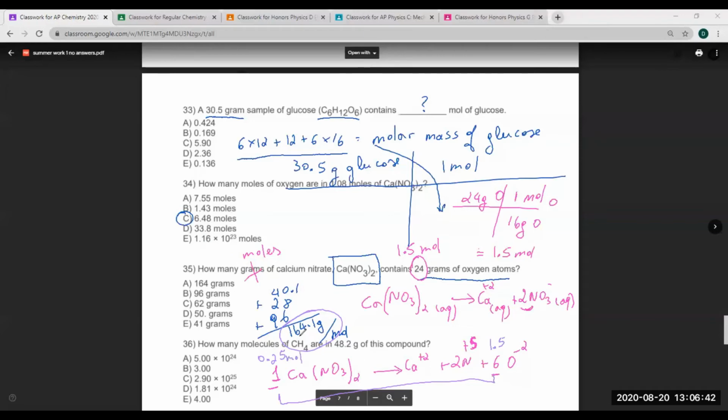Each mole has a mass of 164.1, so 1/4 of it, right? So we have to multiply the 0.25 by the 164.1, and this is how many grams we should have, which is 41 grams. And this is for number 35.